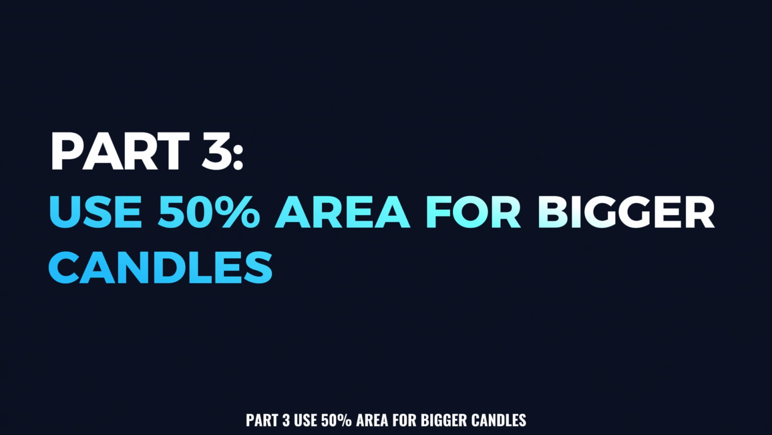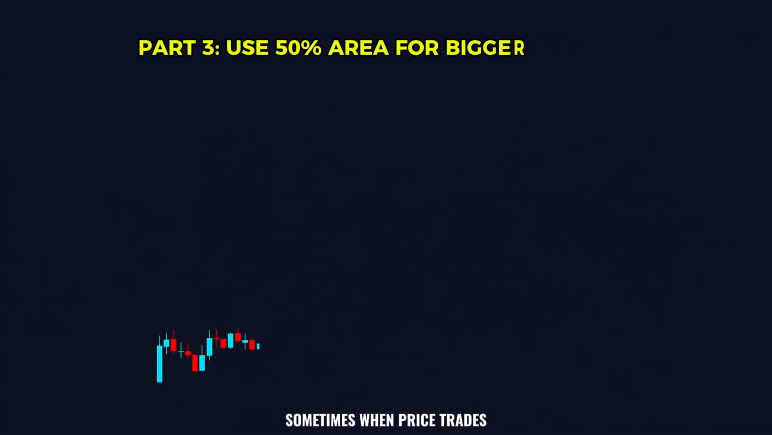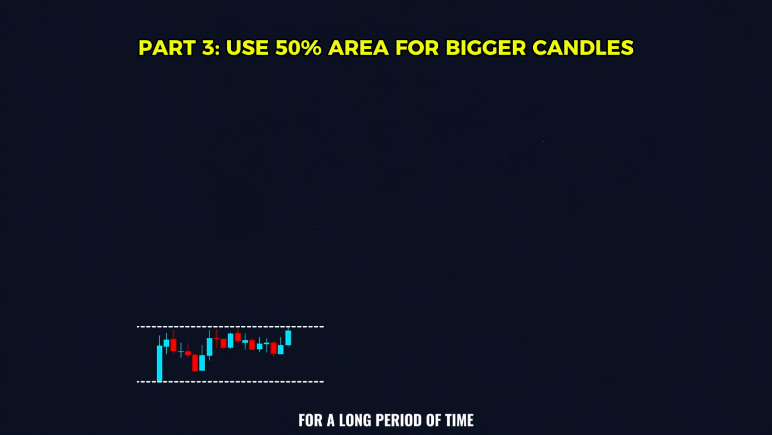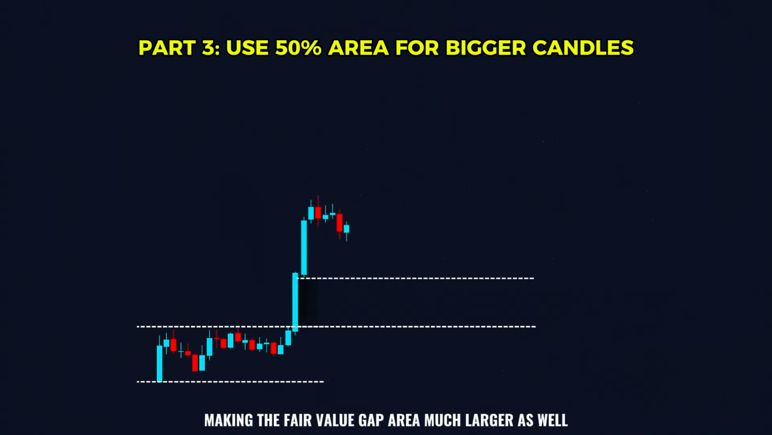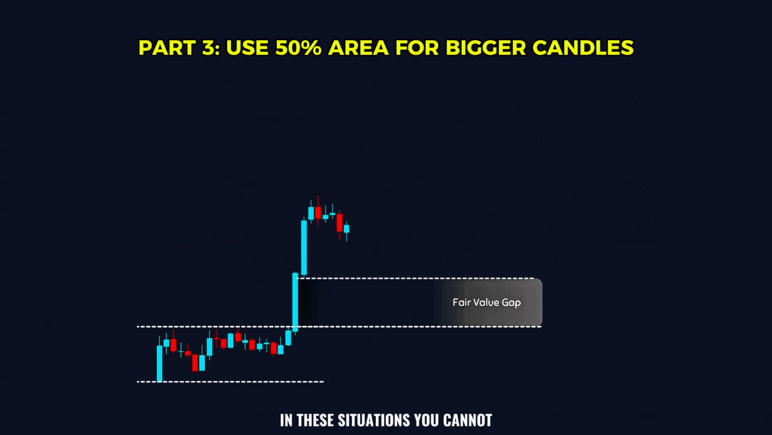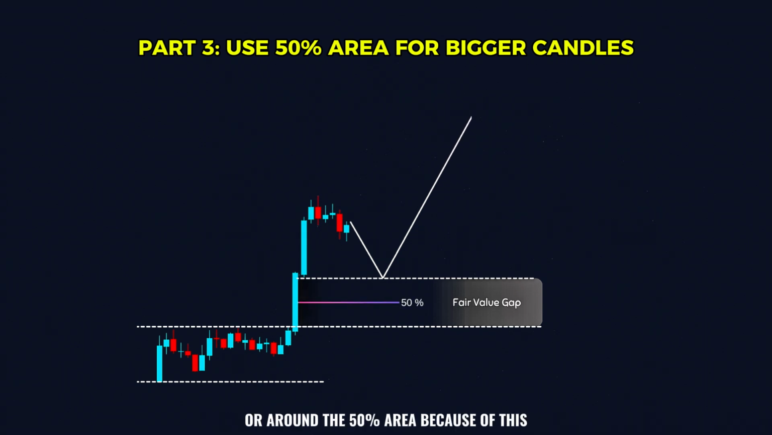Part 3. Use 50% area for bigger candles. Sometimes when price trades within an accumulation zone for a long period of time, the breakout can be very strong. As a result, large candles form on the chart, making the fair value gap area much larger as well. In these situations, you cannot always wait for price to reach the lower part of the zone because price often reverses directly from the starting point of the fair value gap or around the 50% area. Because of this, you may miss the trade entry.